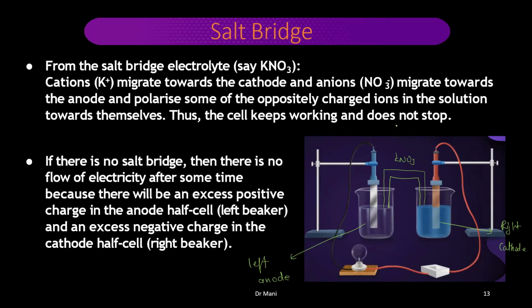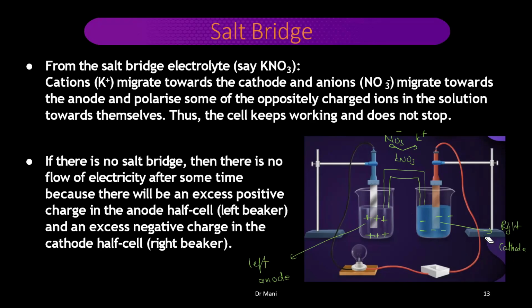Okay, so the left is the anode. So let's take NO3 and K plus. See here, the K plus are moving towards the cathode, towards the right. So you can take them as negative charges here, and positive charges here. In order to balance these positive charges, the NO3 are moving towards the anode, and the K plus are moving towards the cathode.